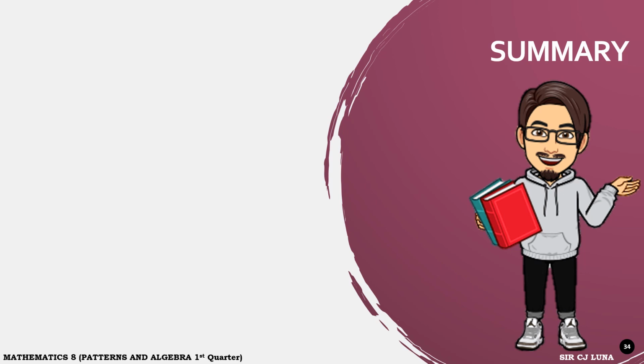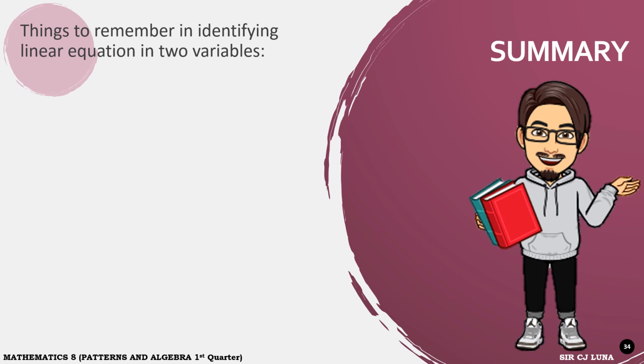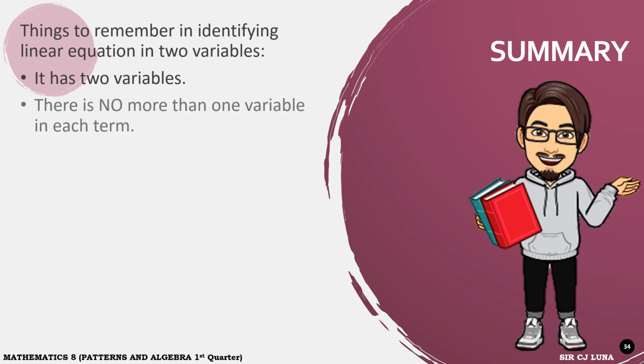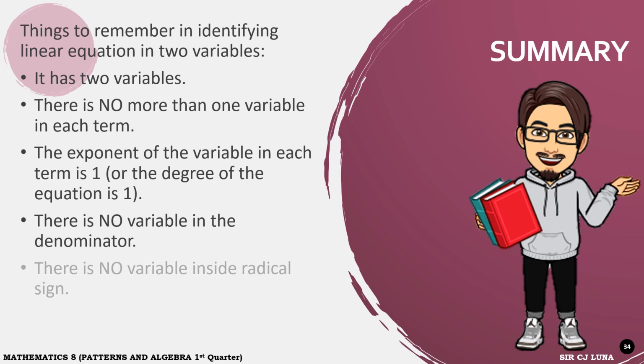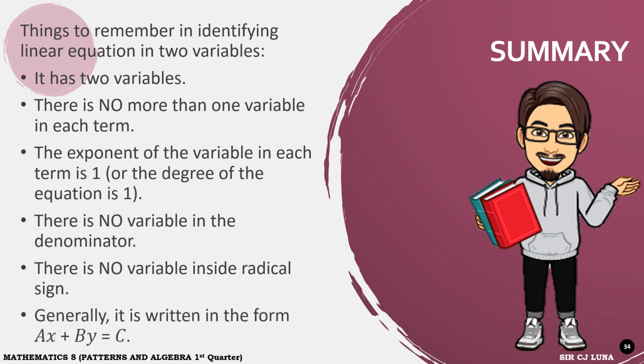Okay, we're done with the discussion. Let's summarize things up now. Things to remember in identifying a linear equation in two variables. First, of course, it has two variables. Second, there is no more than one variable in each term. Third, the exponent of the variable in each term is 1, or the degree of the equation is 1. Fourth, there is no variable in the denominator. Fifth, there is no variable inside a radical sign. Generally, it is written in the form ax plus by is equal to c. That's the standard form.